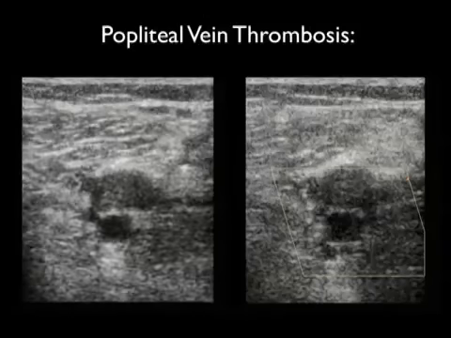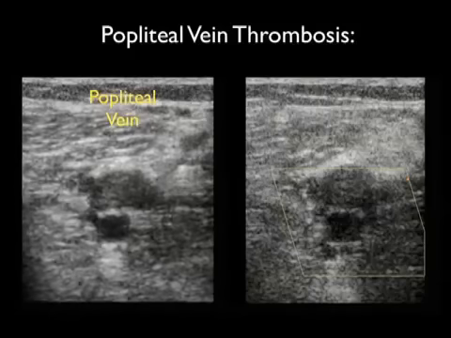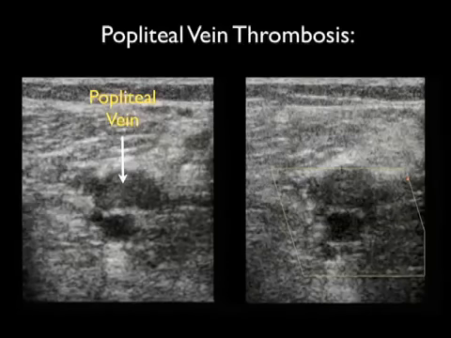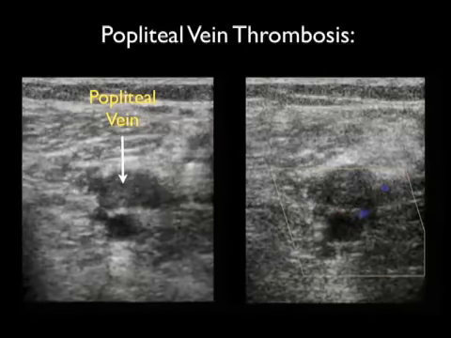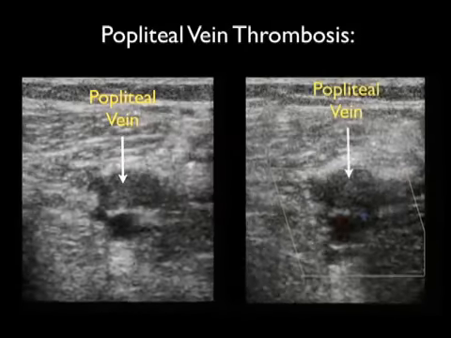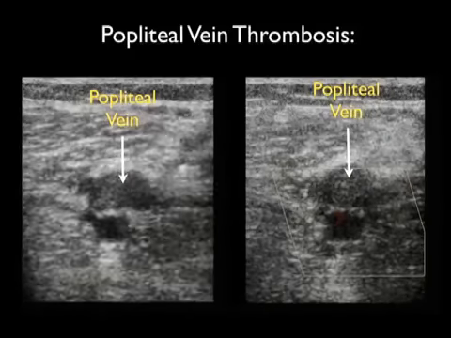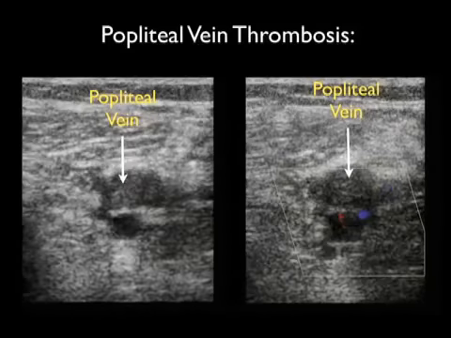Now let's move down the leg and look specifically at the popliteal vein. Here are two video clips, towards the left a B-mode or grayscale sonography image, and towards the right color flow Doppler. We identified the popliteal vein as seen towards the top of the image, effectively posterior to the popliteal artery.